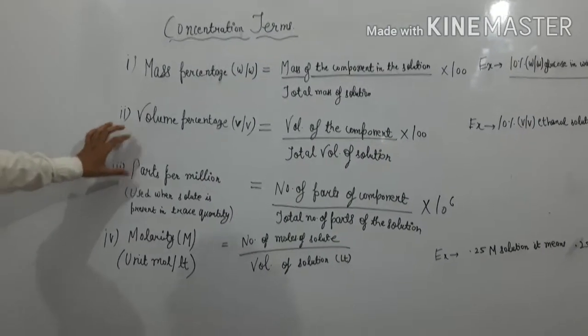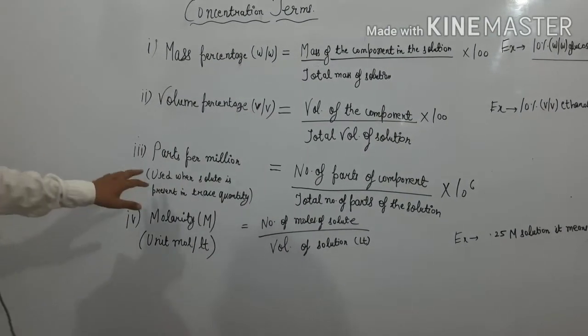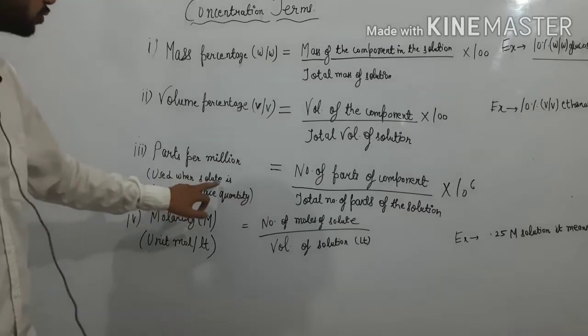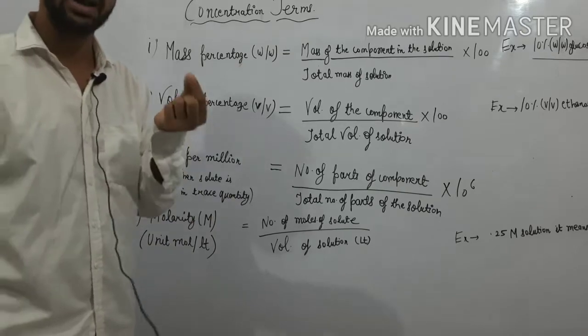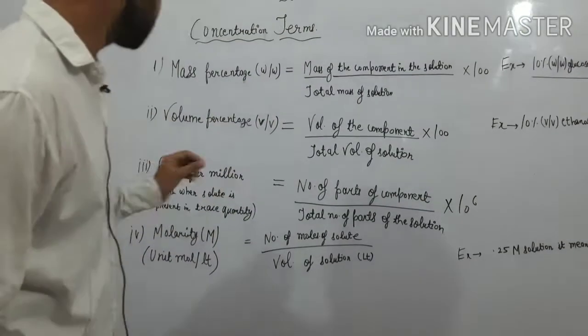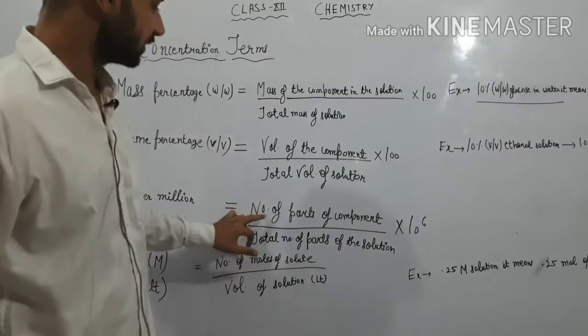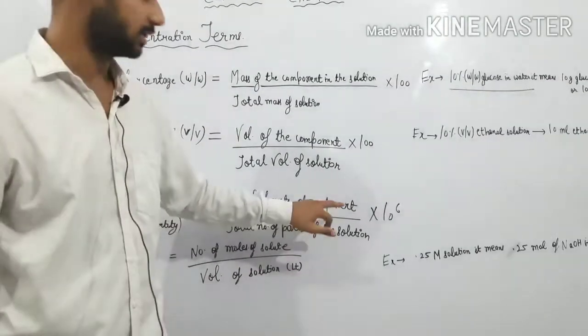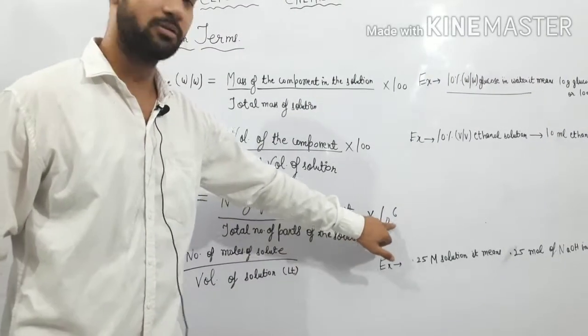Third, parts per million. Why do we use this concentration? It is used when the solute is present in trace quantities. When the solute is present in very small quantities, we use the term parts per million. The formula is the number of parts of the component divided by the total number of parts of the solution, into 10 to the power 6.